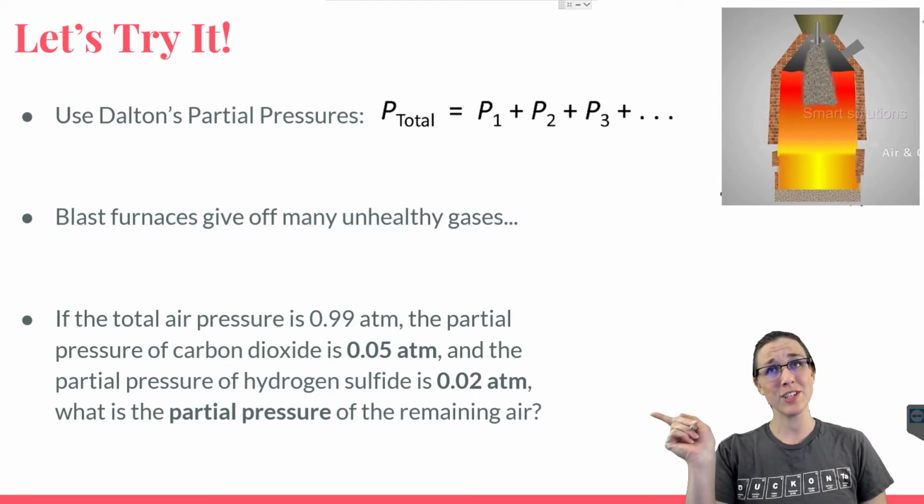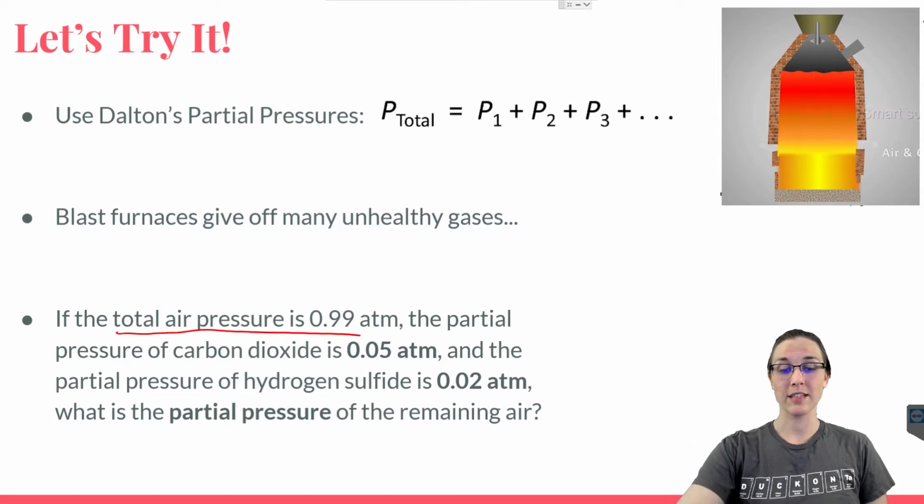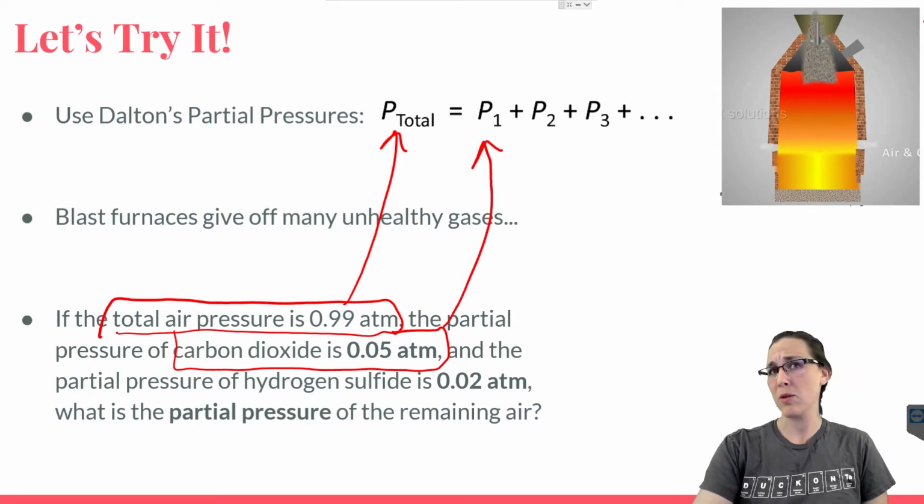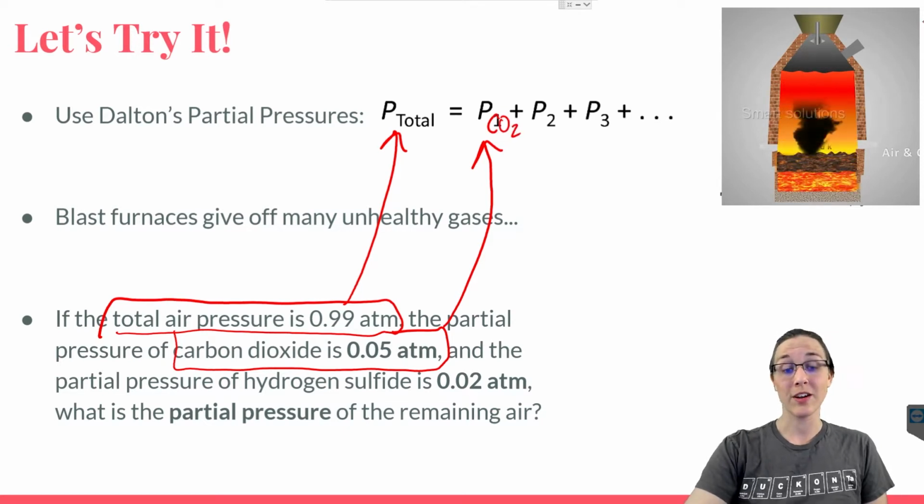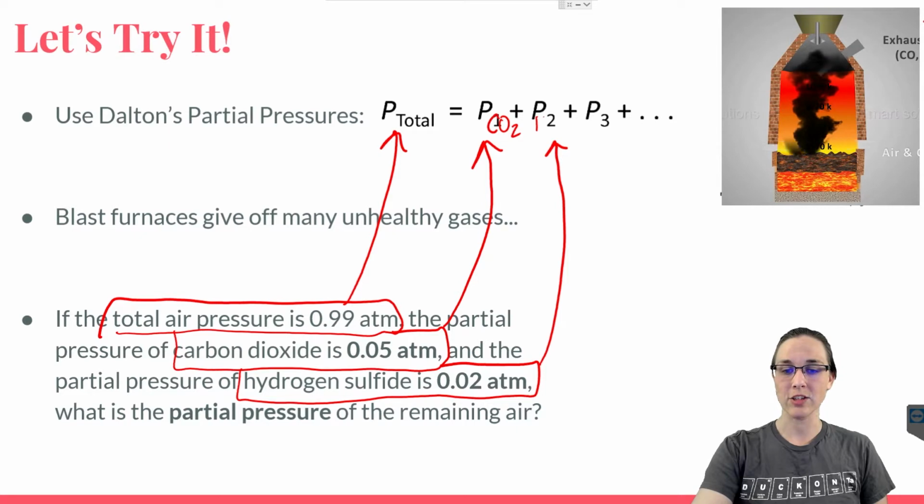So let's give this question a try in the context of blast furnaces. If the total air pressure is 0.99 atm, that's our P total for our equation. The partial pressure of carbon dioxide is 0.05 atm. That would be one of our P1s, I can just call this P CO2. And the partial pressure of hydrogen sulfide is 0.02 atm. I could say that would be P2, but instead I'll just put H2S for hydrogen sulfide.